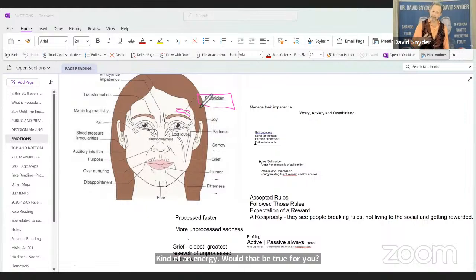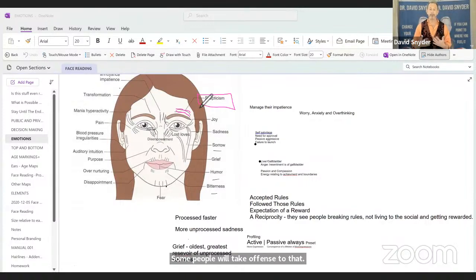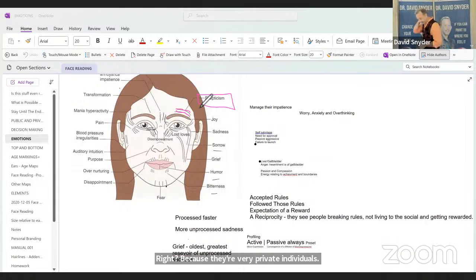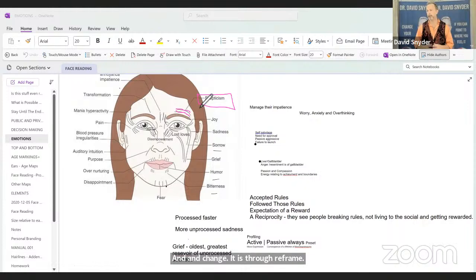And when you phrase it that way, you'll get a lot more people volunteering information than becoming defensive. Because if you go up to somebody and say, "You're a skeptical motherfucker," some people will take offense to that. Some people will get reactant and go into denial, even though it's true, right? Because they're very private individuals. So I've found that if you're going to do readings with people, and this is also true when you're doing conversational belief change and reframing, which is one of the primary ways that you unpack this stuff, by the way, and change it, is through reframing. It's always better to frame things as a question that their brain has to fill in the answer for than just give them a direct statement.